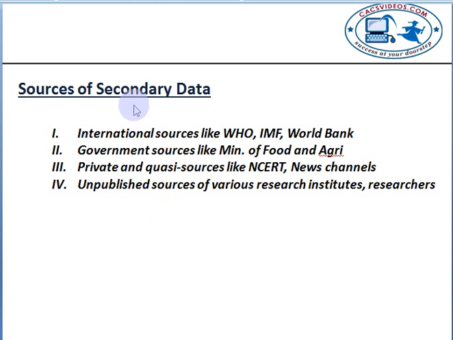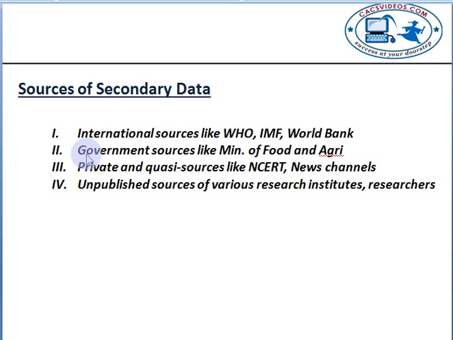Now we will discuss sources of secondary method of data collection. There are four sources of secondary method of data collection. First is international sources like WHO, World Health Organization, International Monetary Fund or World Bank. At their website, so much data is always available. Anytime you can visit their website and collect information from there and run your analysis. So this type of data is called secondary data, and it is an international source. This data has come from an international source.